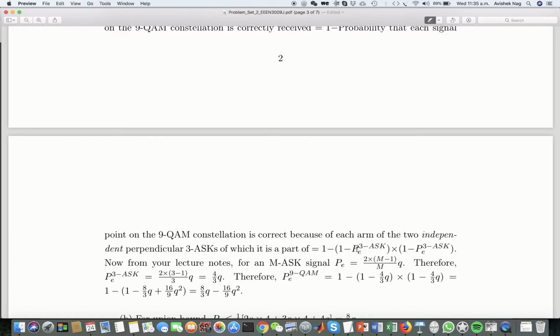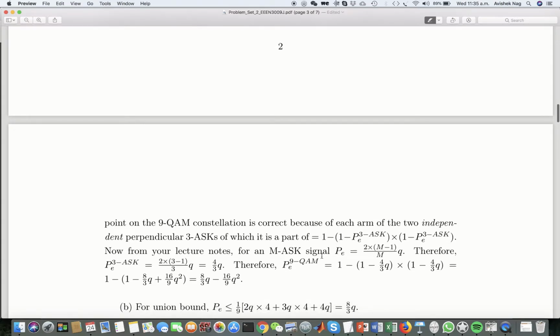the probability of error for a 3 ASK is given by this formula for M. So if you see your lecture notes, you will see for an M ASK signal the probability of error is this, where this Q is actually the Q function. If you replace M with 3 here, you will find that this particular term P3 ASK is 4/3 Q. So if you replace them in this expression, you will get the final expression of the probability of error for the 9QM constellation.